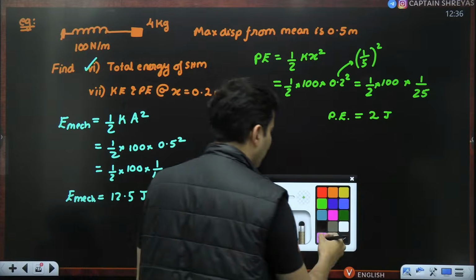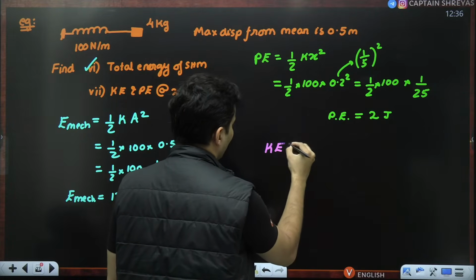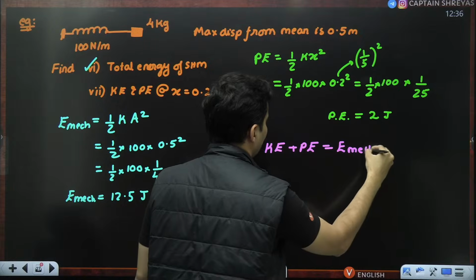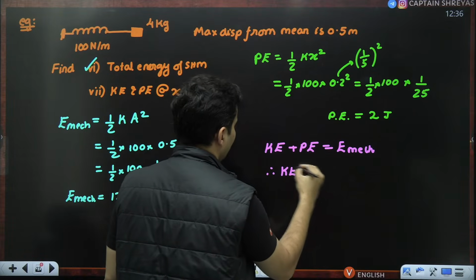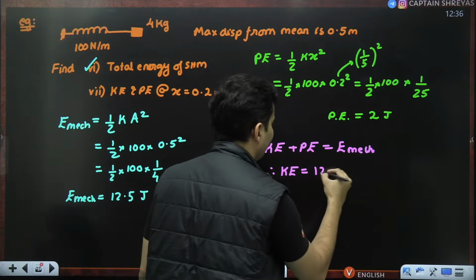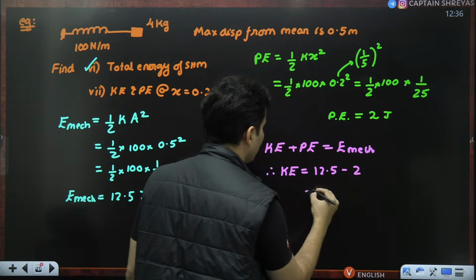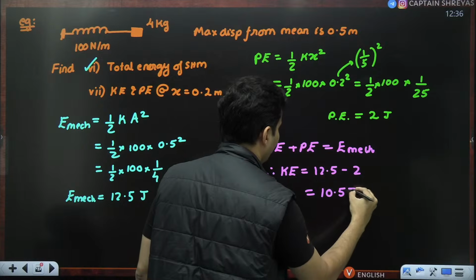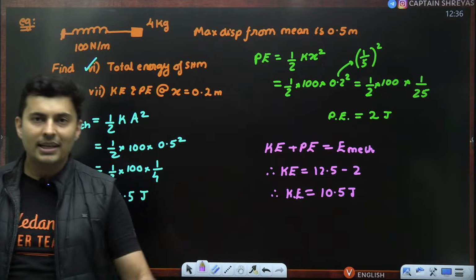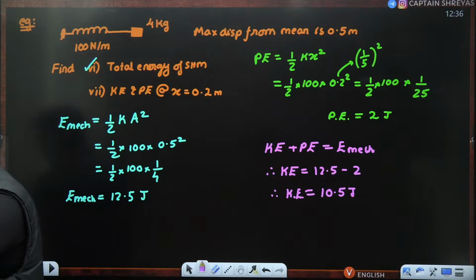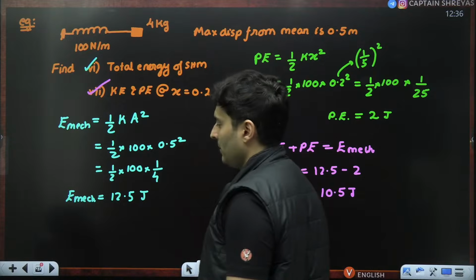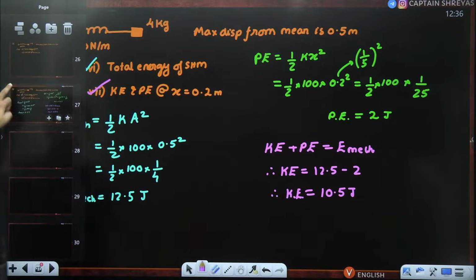What about the kinetic energy? Well, we know kinetic energy plus potential energy is the total mechanical energy because energy is conserved. So kinetic energy will be mechanical energy, which is 12.5, subtract from that 2 joules, you will get 10.5 joules of energy. So that is the kinetic energy of the particle at that location. Correct. So that's how you solve this. So this also done and dusted. Perfect. Let's move to the next question coming up on your screen.